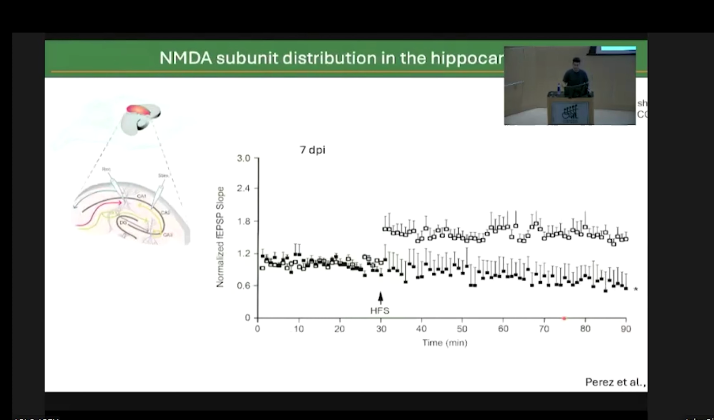So next, we also wanted to start characterizing our model's functional changes. First we performed electrophysiology, where we recorded from the CA1 of the hippocampus and stimulated the Schaffer collaterals. This was done at 7 days post-injury, and what you can see in the white open boxes are sham animals. Following a high-frequency stimulation at 30 minutes, we're able to induce long-term potentiation, or LTP. However, in our injured animals, the black solid boxes, we are unable to induce LTP. This would suggest that this is due to the loss of synapses within our model.